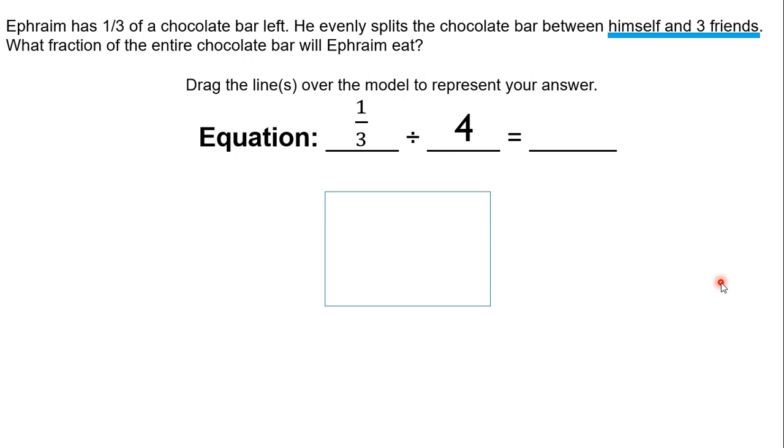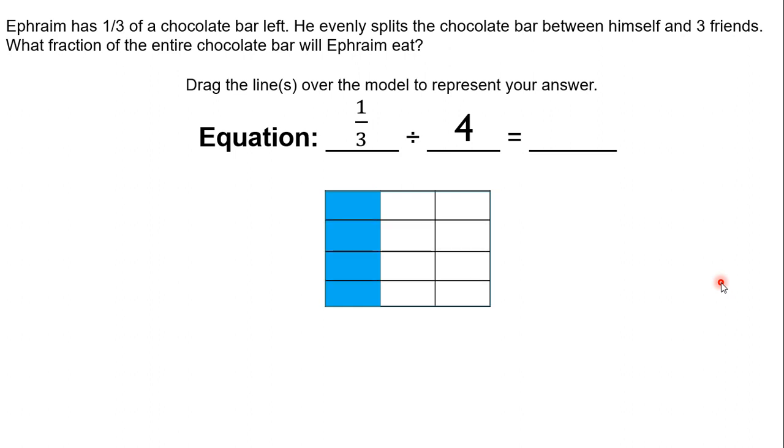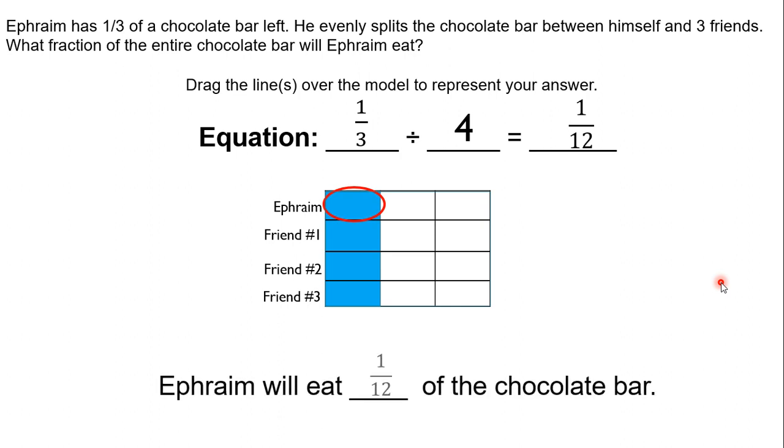We can take our visual and split it into thirds to represent 1/3 of a chocolate bar. Next, we're going to split that 1/3 into 4 pieces. Mr. Pritchard, how many pieces is that 1/3 split into? 4 pieces. It's split into 4 pieces, and each friend gets 1 piece. So what fraction of the entire chocolate bar does each friend get? 1/12 of the whole chocolate bar. So Ephraim will eat 1/12 of the chocolate bar.